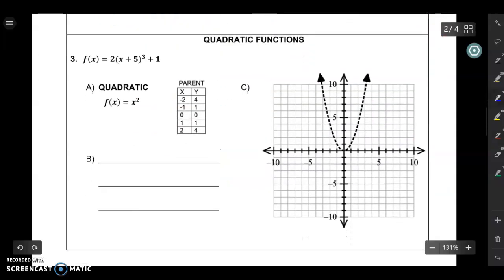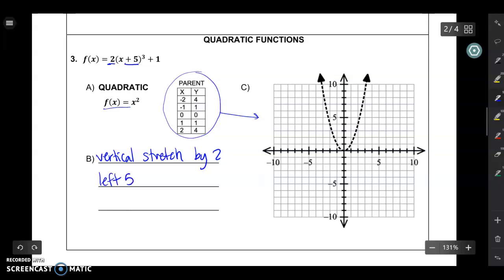Okay. All right, this one's a quadratic. So this one's one of the more important ones. So I see I have my quadratic parent function and the table created that helped me create that nice U-shaped graph. So let's just go ahead and look at the different transformations. So that 2 out front is going to be a vertical stretch by 2. That +5 is going to shift the graph, oh, not right. It's going to shift it to the left 5. And that +1 is going to shift it up 1.